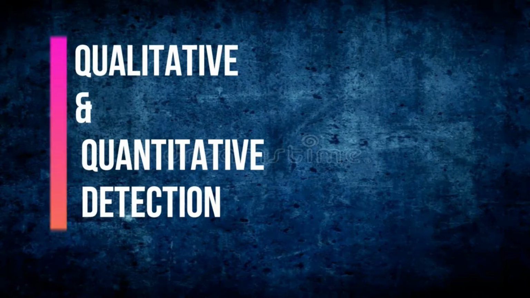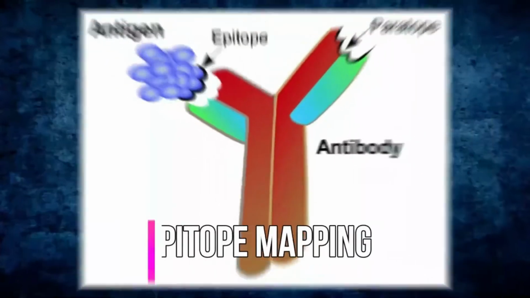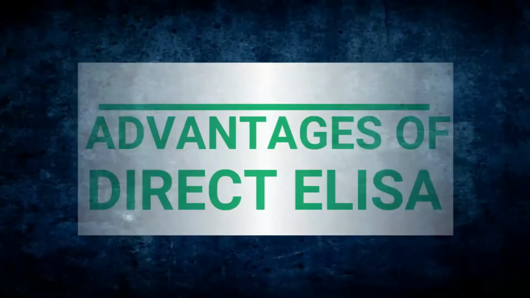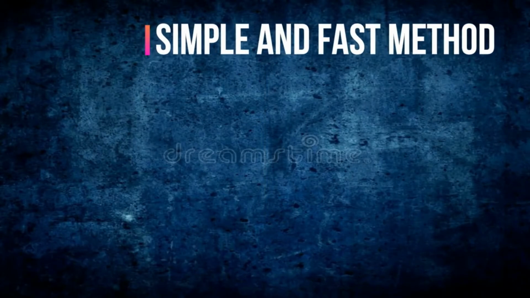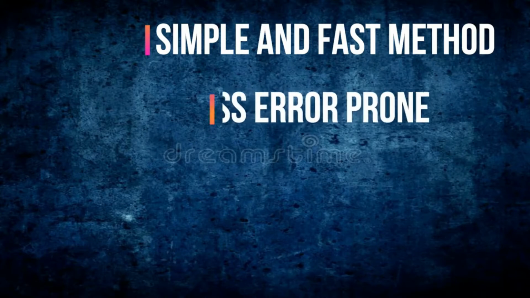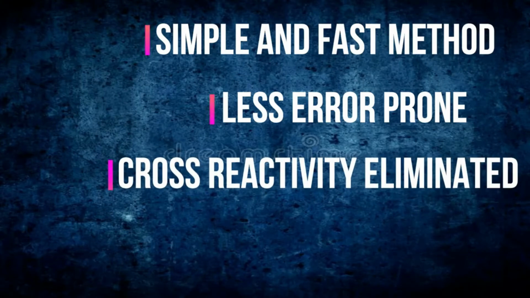Direct ELISA is suitable for qualitative and quantitative detection in the sample of interest, antibody screening, and epitope mapping. Advantages of direct ELISA are: it is a simple and fast method. Just a single antibody is required and the workflow consists of only a few steps. It is less prone to error. There are a relatively small number of steps compared to other ELISA methods, and due to a single antibody, there is virtually no risk of antibody cross reaction.